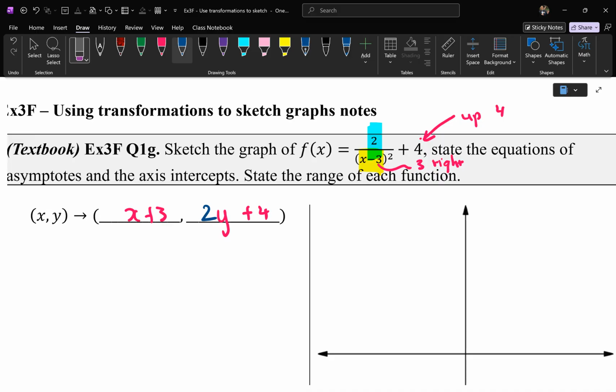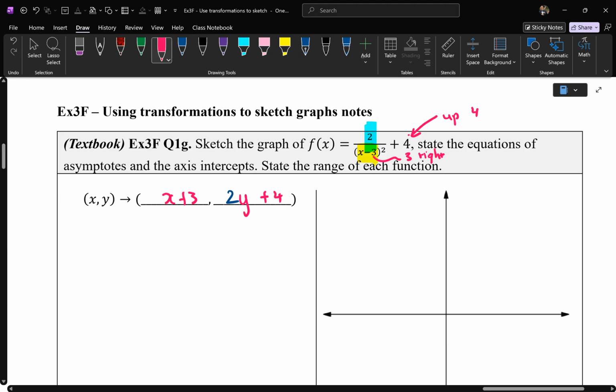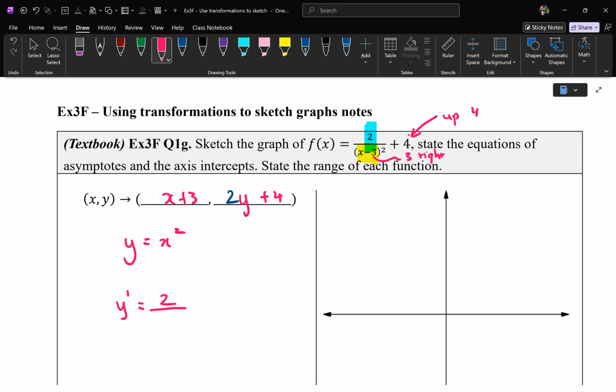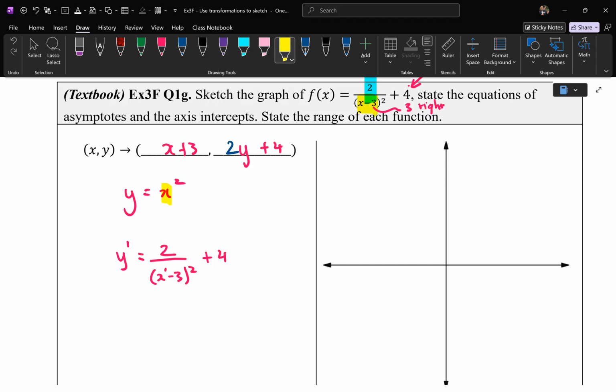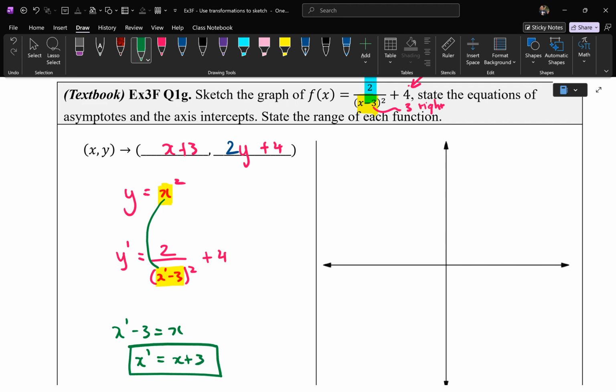But if you're strong at it, then yes, the answer should be 2y. And how do you know? Here's how you would know. You know that the original function was y equals x squared. You're mapping to now the new one, which is 2 over x minus 3 squared plus 4. If you do what I just showed you for exercise 3E, you'll get that as your transformation. So you can see, here's your x dash minus 3. If I match them together, then x dash minus 3 equals x, and that's why you can see x plus 3. That's how we got that.